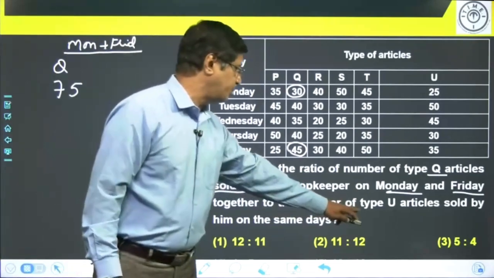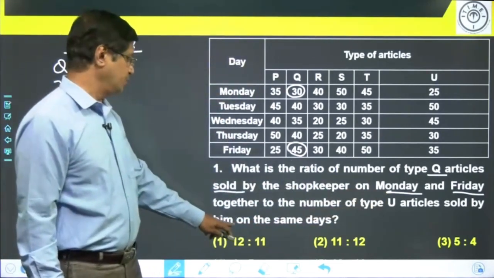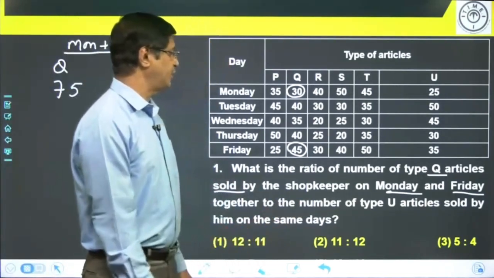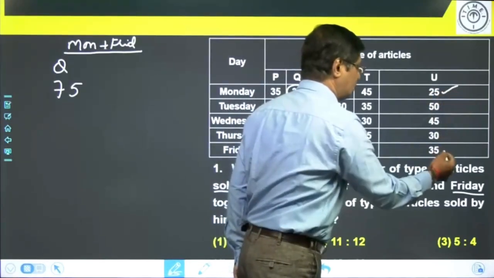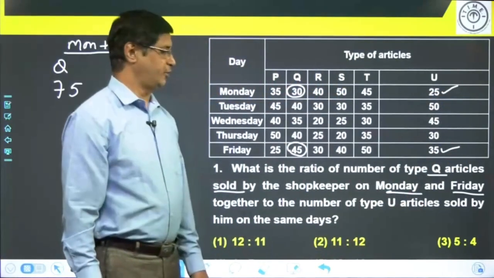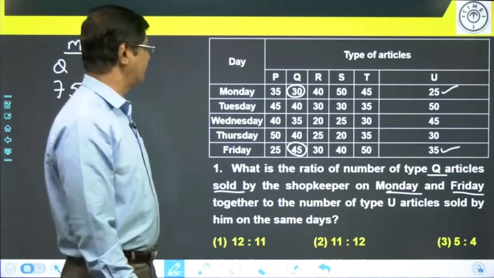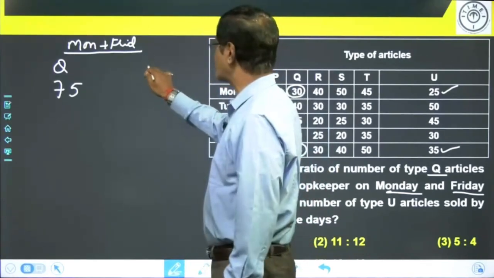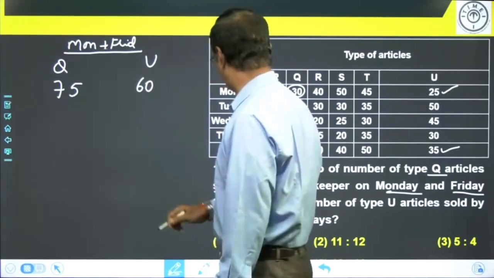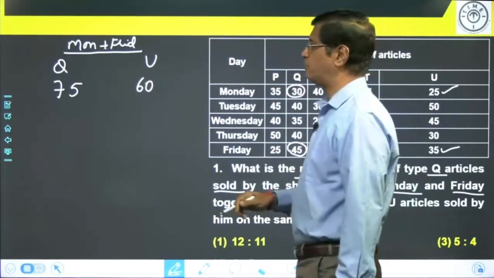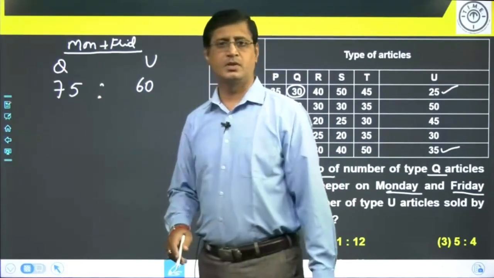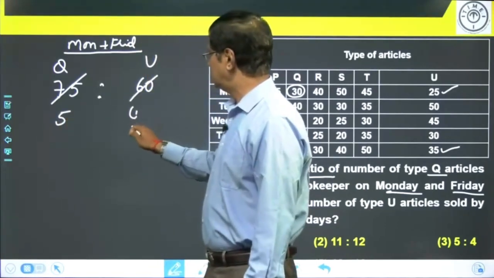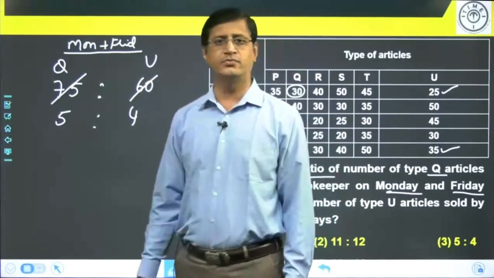Similarly, look at the next part: together to the number of type U articles sold by him on the same days. U articles on the same days means now it is 25 and here it is 35. What is the sum of these two? The sum of these two is equal to 60. So that is U. Now here he is asking to find out the ratio. The ratio means just simplify this. Dividing by 15, it goes exactly 5 times here, whereas in this it goes 4 times. The ratio is 5:4.